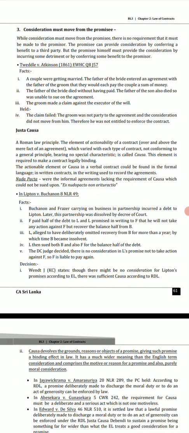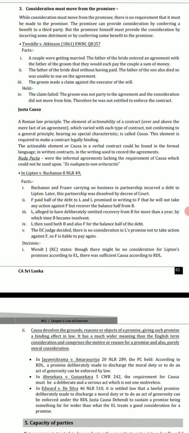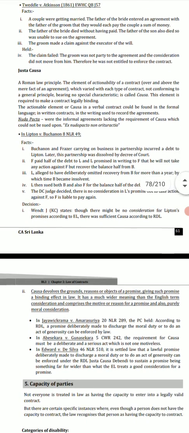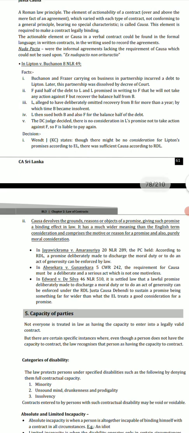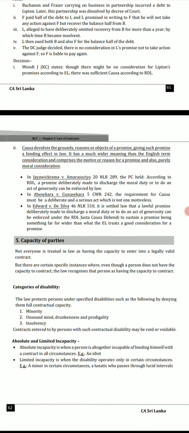The actionable element, of course, a verbal agreement could not be found in formal language in written contracts used to record the arrangement. So nuda pacta says that an informal arrangement lacking causa could not be sued upon. That case again, Lipton versus Buchanan, is regarding justa causa. Causa denotes the ground or reasoning for the object of a promise, giving it binding effect in law. It has a much wider meaning than the English term consideration, comprising the motive or reason for a promise and also purely moral decisions.